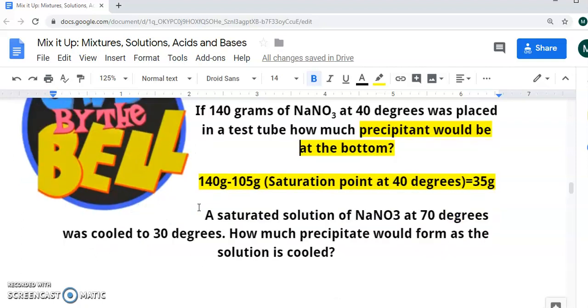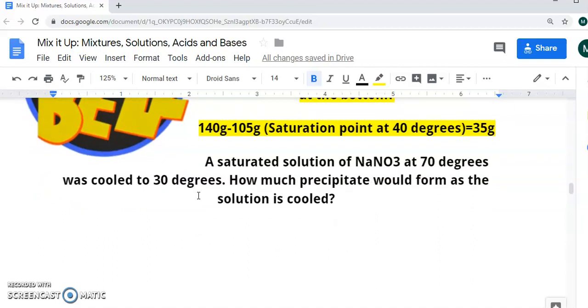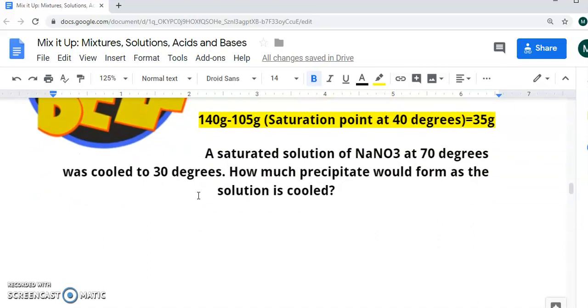Now, you're going to use these same techniques to answer any question that's requiring you to look for precipitant or precipitate at the bottom. So here's a different style question, but you do the same thing. A saturated solution of NaNO3 at 70 degrees was cooled to 30. How much precipitate would form as the solution is cooled? Once again, we have to know, okay, how much can I dissolve at 70? And then we have to know, well, how much can I dissolve at 30? Because if we're looking for precipitate, we know we have to subtract.